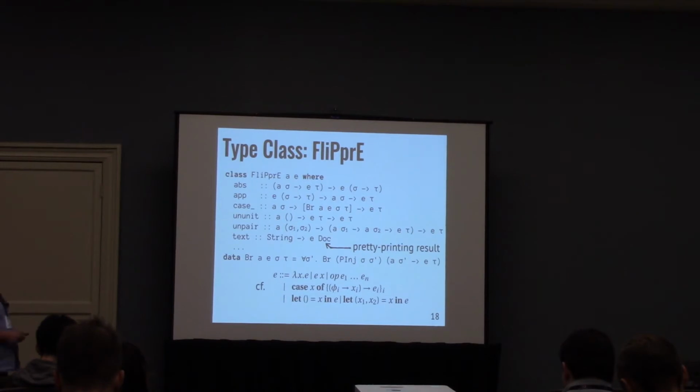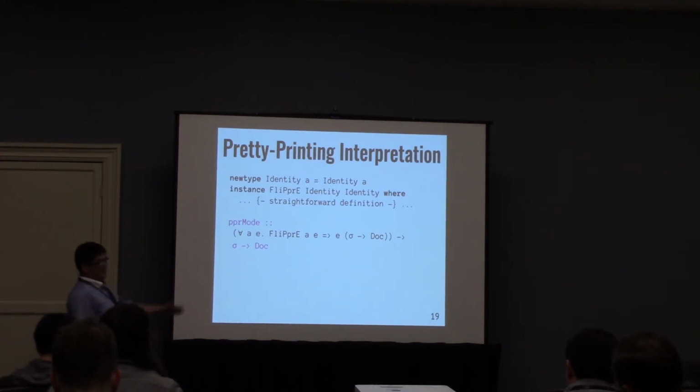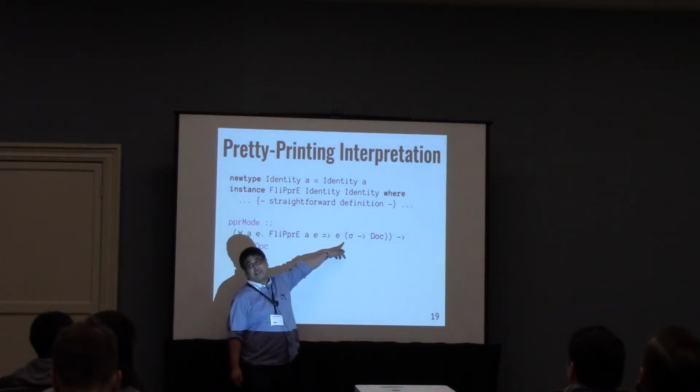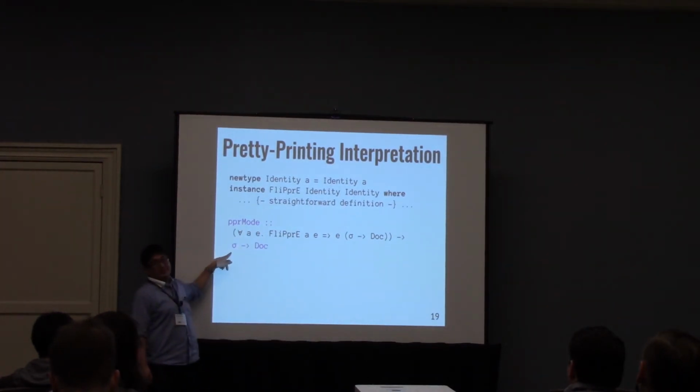Okay, so now we define its forward and backward semantics. Defining the forward semantics is rather easy, because we just use the identity function for A and E. So yes, this is very straightforward. By using this instance declaration, we can define a pretty printing interpretation of a Flipper function. If we have a Flipper function that takes sigma and returns Doc, we have a pretty printer that takes sigma and returns Doc.